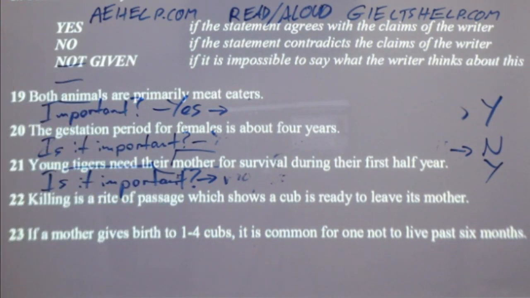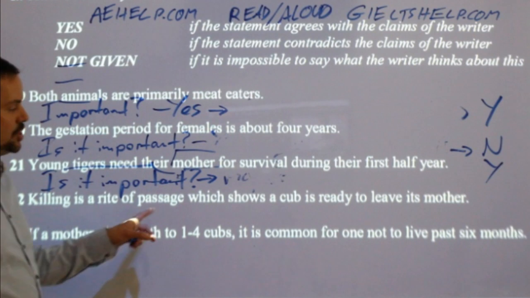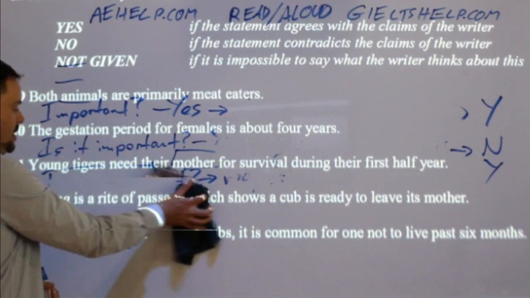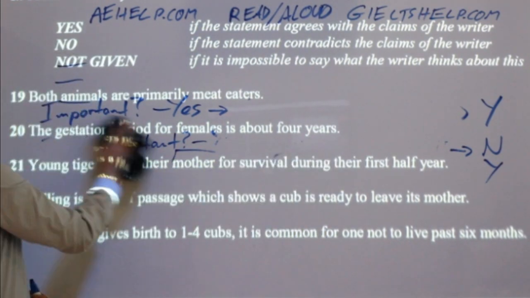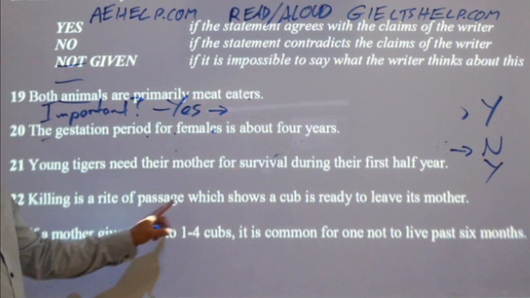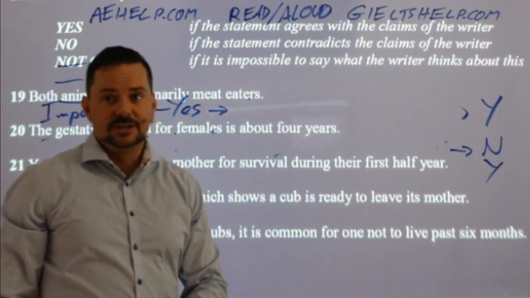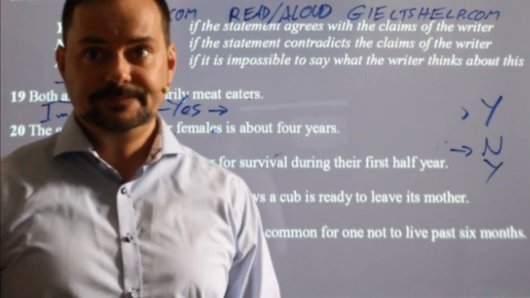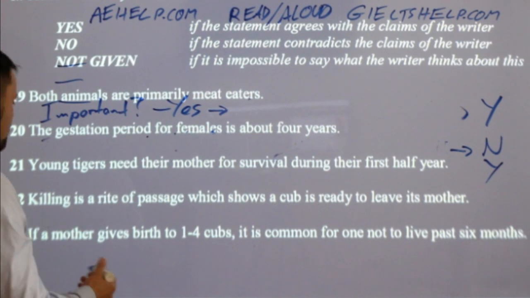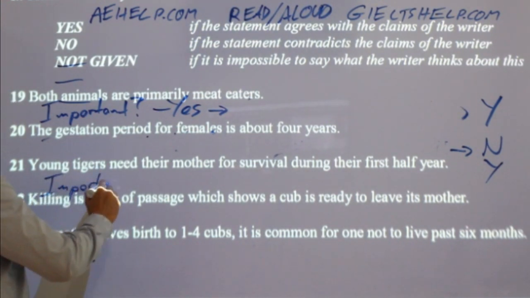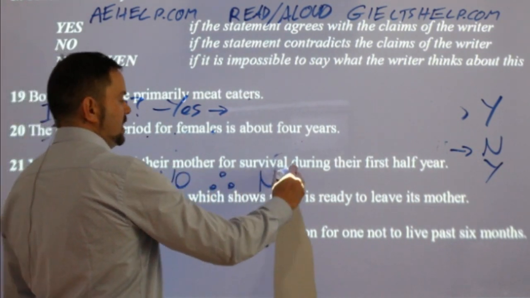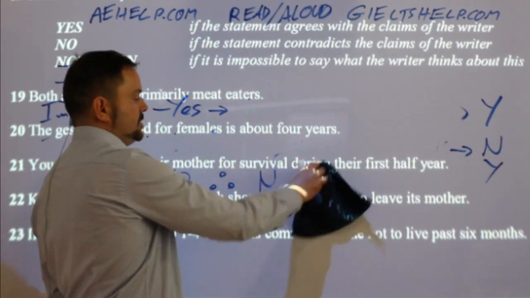Okay. Number 22, killing is a rite of passage which shows that a cub is ready to leave its mother. All right. Is it important for this passage to know that killing is a rite of passage that shows that the cub is ready to leave the mother? Tito says, no, that's too much detail. No. So here, important. I would say no. Therefore, it's not given. Okay, or just NG is okay for the IELTS.